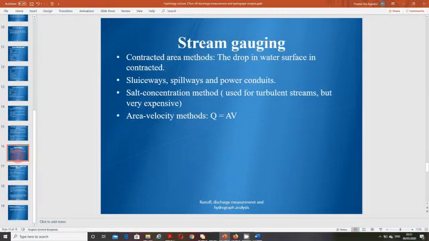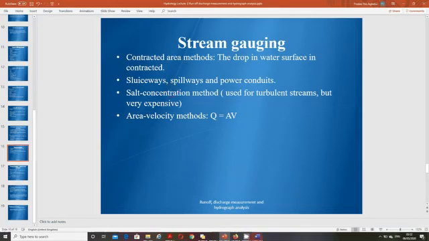Then there are contracted area methods, which depend on the drop in water level, for instance. Sluiceways are normally used where we have dams and power stations. Then we also have the salt concentration method. This one is normally used for analyzing discharge in very turbulent or fast flowing streams.